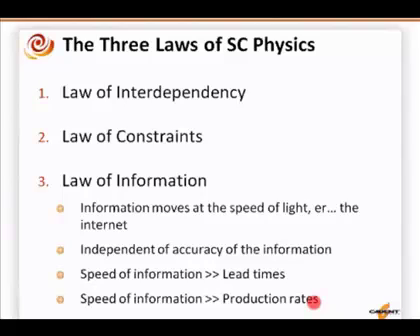Information moves at the speed of the internet, if you will, and it's independent, of course, of the accuracy of the information. Bad information travels just as fast as good and accurate information. Currently, I would say in most supply chains that we look at, the speed of information is grossly greater than the lead times, and probably also faster than the production rates.